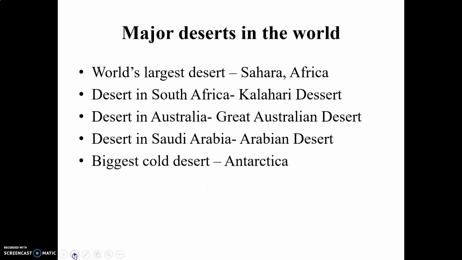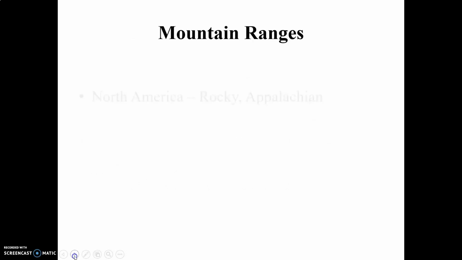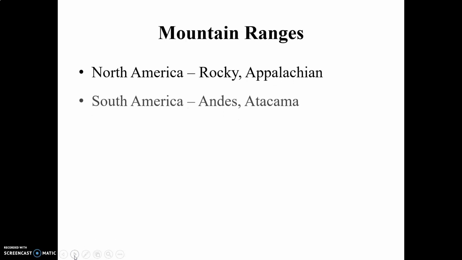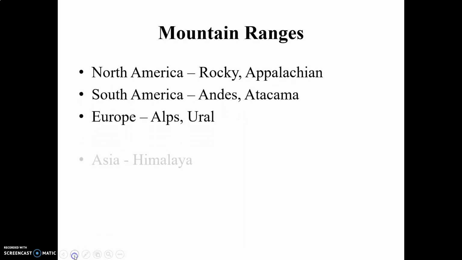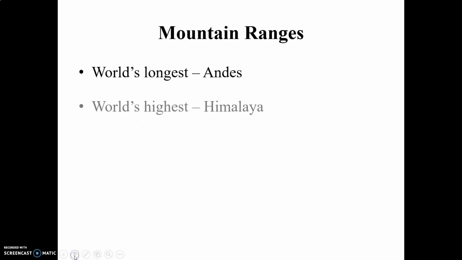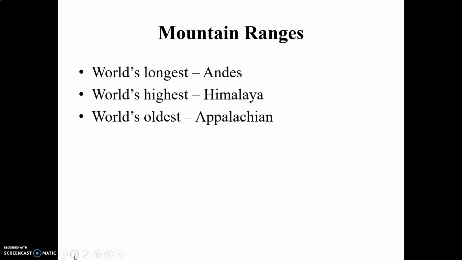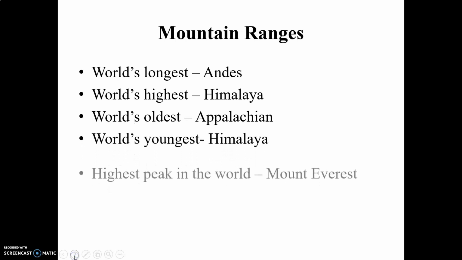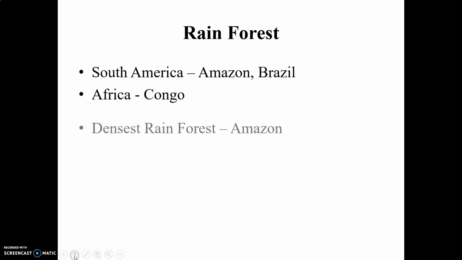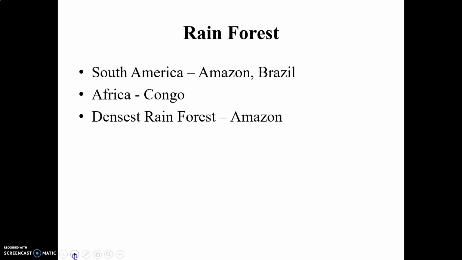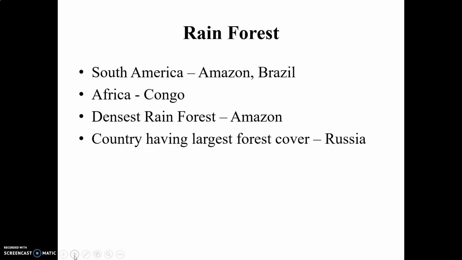These are all the deserts in the world. Now we will see mountain ranges. These are all the mountain ranges in various continents. World's longest mountain range, world's highest mountain range, world's oldest mountain range, world's youngest mountain range and highest peak. Rainforest: South America, Africa. Which is the densest rainforest? Which is the country having the largest forest cover?